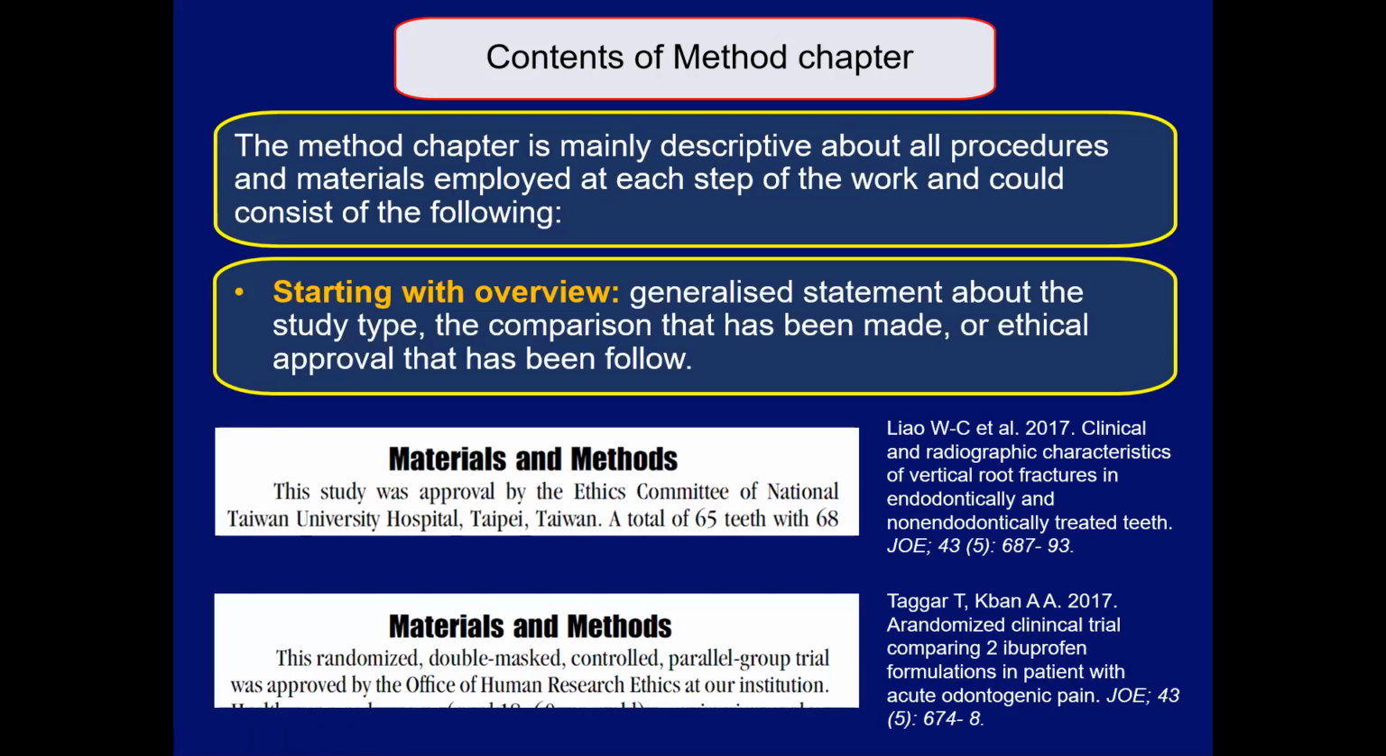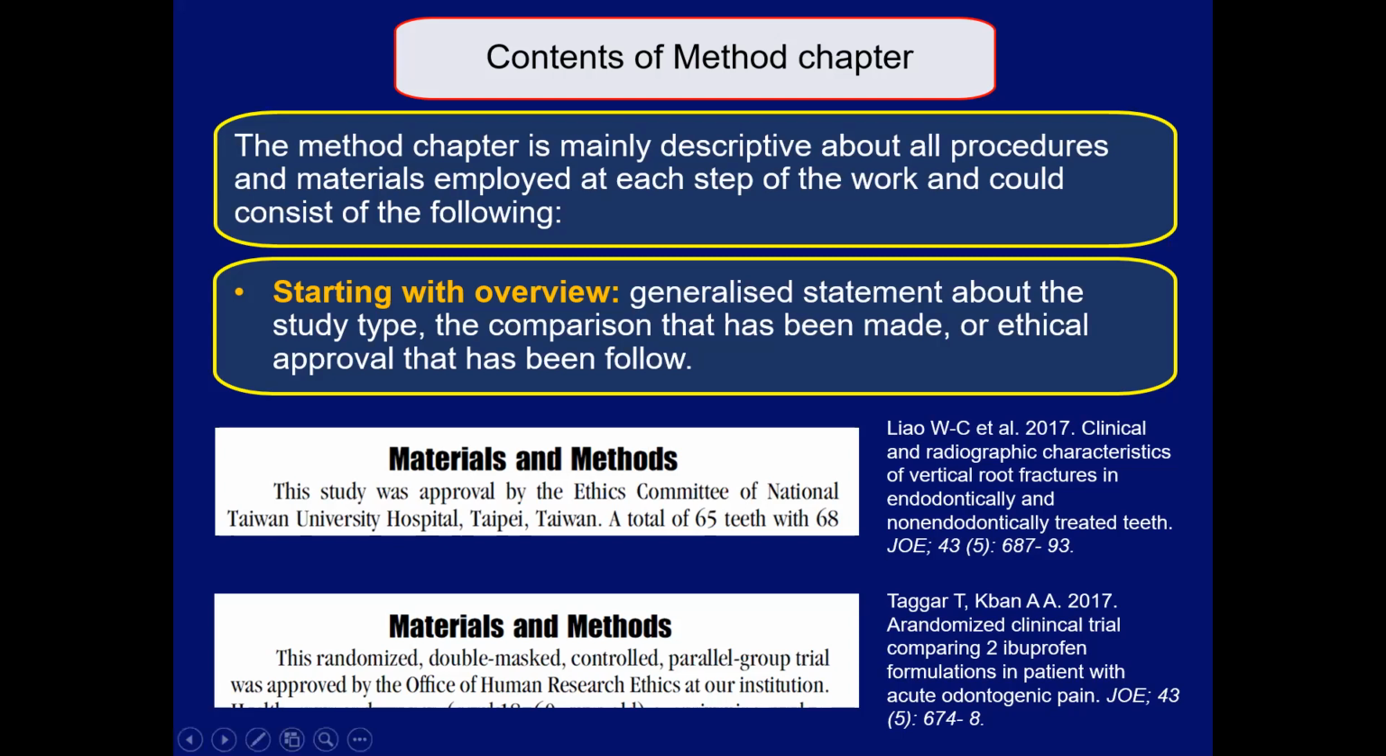Starting with the overview, there is sometimes a general statement, and the length of this statement depends on your topic and sometimes even on the preference of the author. You are the main author of your thesis, of course. You may need some corrections and modifications in the writing from your supervisor sometimes. But as the main author, when you start, you need to first generally describe, or just write a general statement about the study type, the comparison that has been made, or the ethical approval that has been followed.